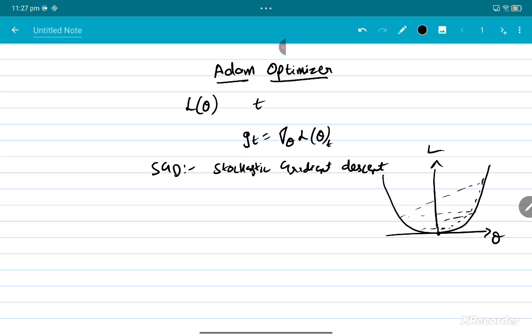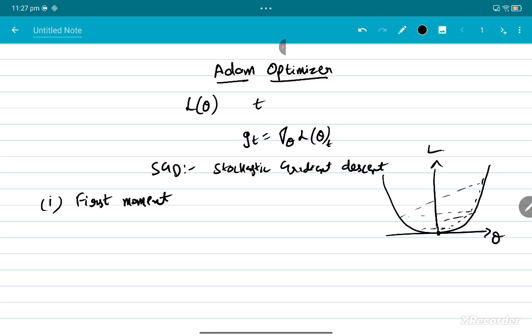So this issue is fixed by Adam. The main issue with this particular approach is that it can take a lot of training steps but still not be able to reach the optimal value. So how does Adam deal with this problem? Basically it tries to include two running averages. First is the first moment.